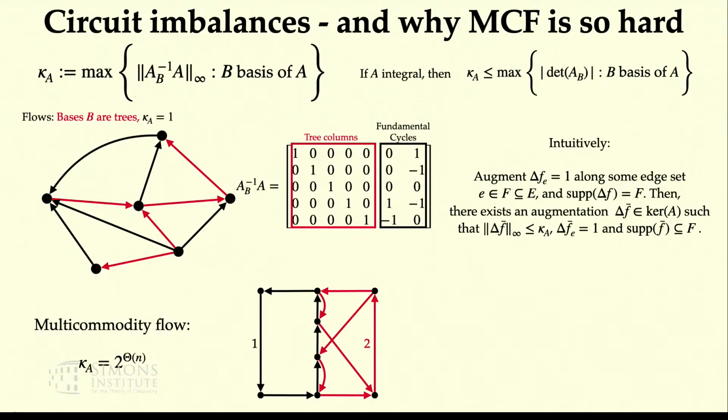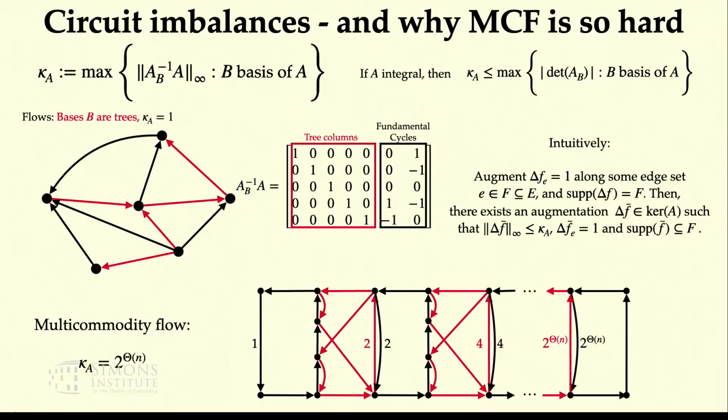And now this gadget I can repeat. Again, I have to fix this with the first commodity, and I keep going. And if I keep doing this, then it turns out that if I just want to change 1 unit of flow over this arc here, I'm going to be forced to change an exponential amount of flow on another arc. And this is at the core of the hardness of multi-commodity flow. Yes, I will show how we can solve these problems somewhat faster than known before.